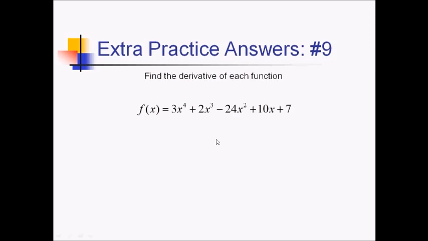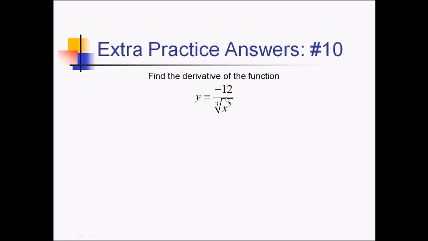To find this derivative, I just need to use my power rule going left to right. So I've got 12x to the 3rd, plus this will be 6x squared, minus 2 times 24 is 48x to the 1st. And this will be just 10, and the derivative of 7 is just 0 because 7 is a constant.